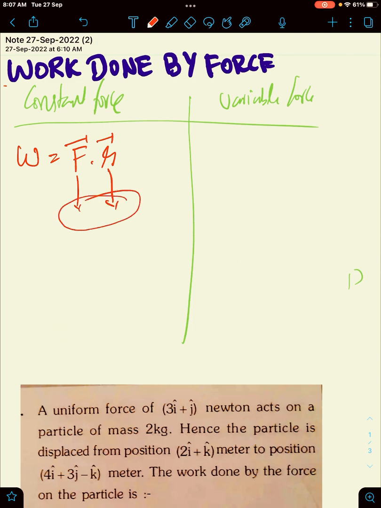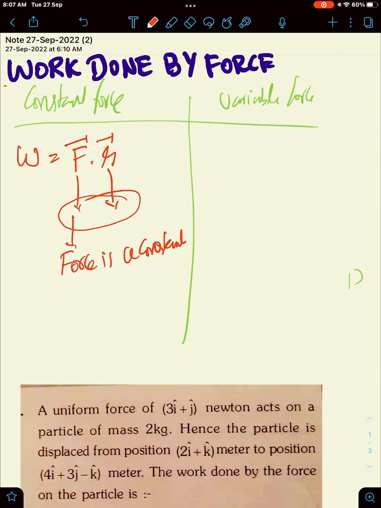In both the cases, the F vector and the R vector are actual vectors, and we should know how to take the dot product. In this case, definitely force is a constant. What about the other case?